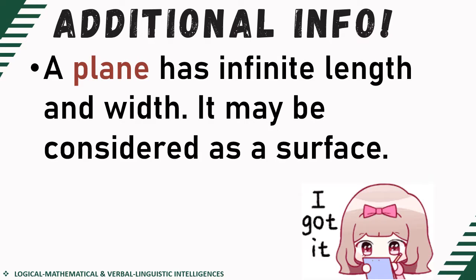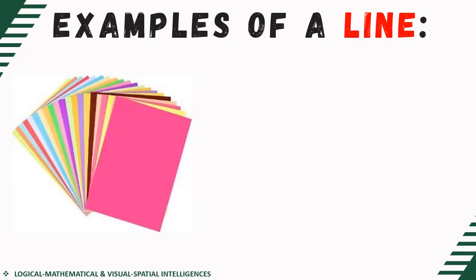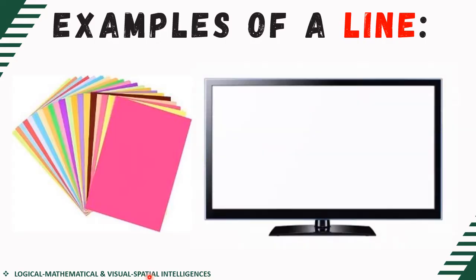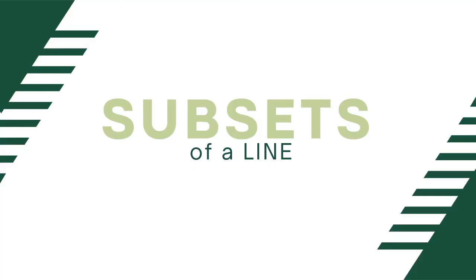Now, let's proceed with the third undefined term in geometry, and that would be plane. A plane has infinite length and width. It may be considered as a surface. Examples of representation of a plane in real life: a piece or a sheet of colored paper. What else? We also have the screen of our monitor or TV.